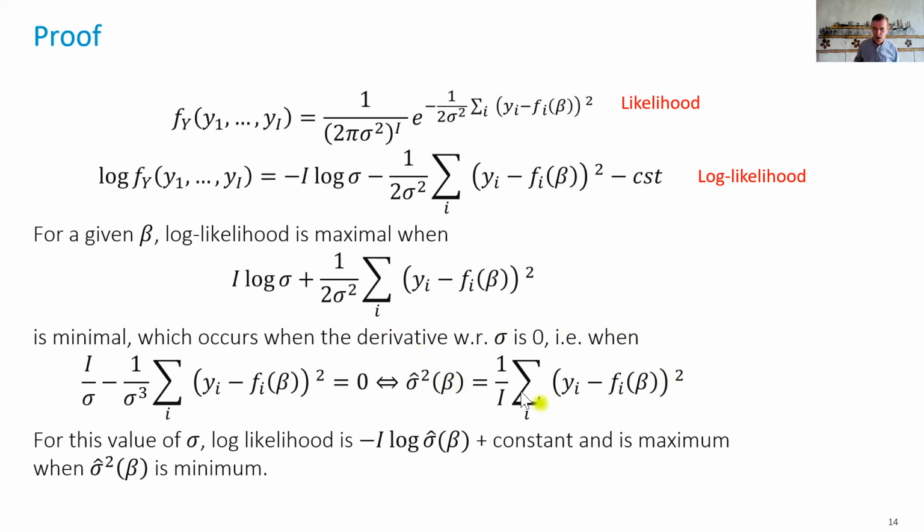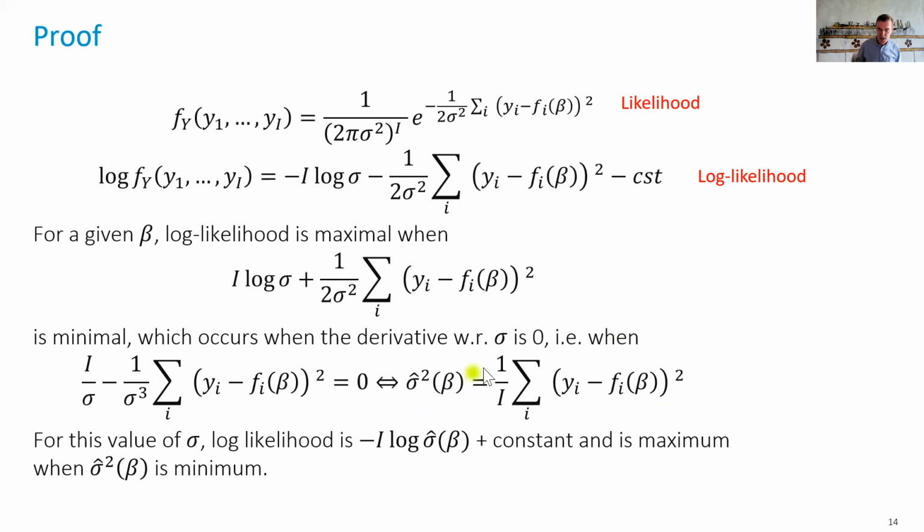And here you recognize the main statement of our theorem. The value of beta that is the result of maximum likelihood optimization is the one that minimizes the L2 norm. So it's the beta that is provided by least square. So that shows that if we apply maximum likelihood estimation to this model, then in fact we can do least square.